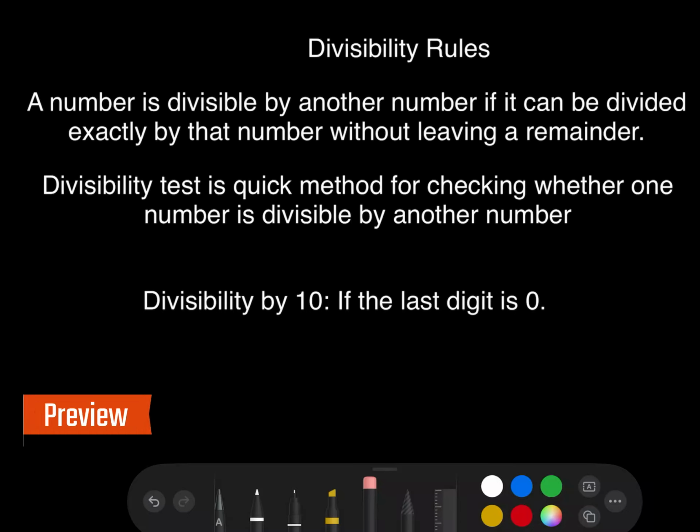Today we're going to continue the lesson that we learned 2 days ago, which is the divisibility rules. We said that a number is divisible by another number if it can be divided exactly by that number without leaving any remainder. So why do we have to learn this topic? Because it will save a lot of your time.